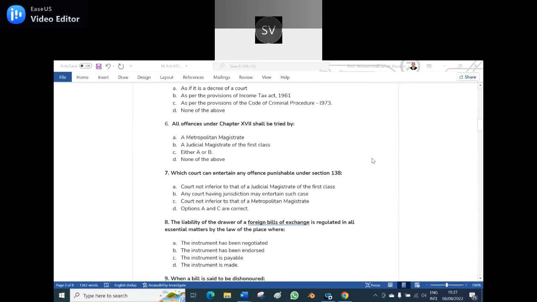Sixth question, all offences under Chapter 17 shall be tried by: option A, metropolitan magistrate; option B, a judicial magistrate of first class; option C, either A or B; option D, none of the above. Option C. Yes, option C is the correct answer, either A or B, metropolitan magistrate or judicial magistrate of first class.